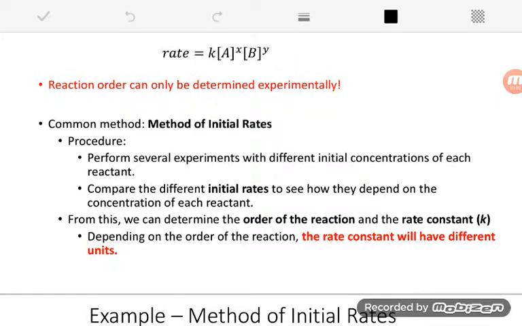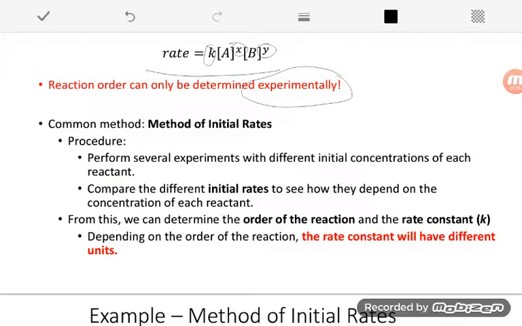Figure out how to experimentally determine what this rate law should look like, and specifically how we can get numbers for k, x, and y, where k is my rate constant and x and y are the orders of the reaction with respect to A and B. It's very important that we keep in mind that this cannot be determined by looking at a balanced chemical equation. This can only be determined experimentally.